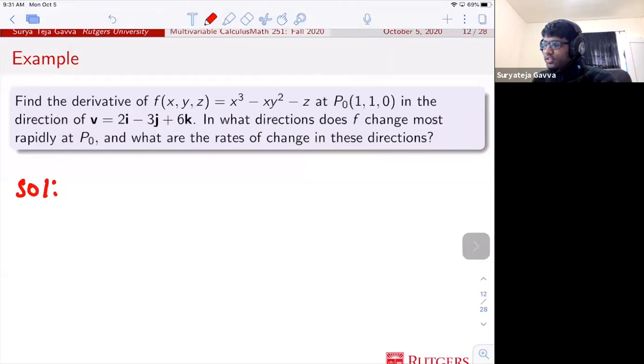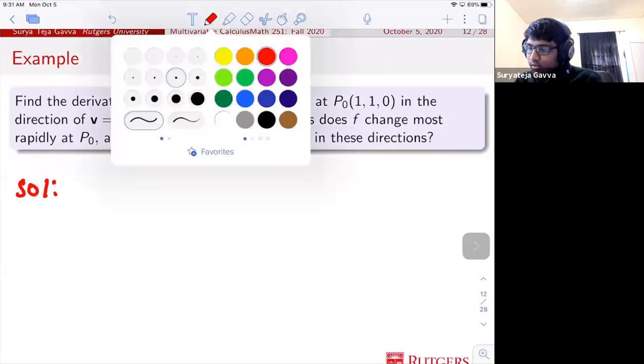So there's a function f(x, y, z) = x cubed minus x squared y minus z at the point (1, 1, 0). He's asking for the derivative of the function in the direction of v. Can you tell me what the derivative of this function in the direction of v is? Okay, first to do that, we have to compute the gradient vector. So let's compute the gradient.